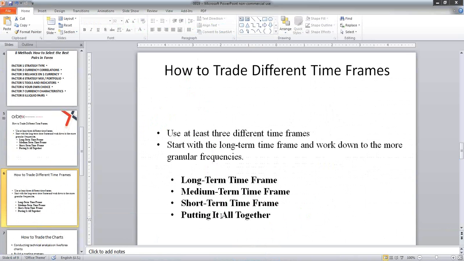A simple strategy for using multiple time frame analysis is the rule of 4. As you can see here, you first need to decide which time frame is your end goal, which time frame you want to place your trade on. As we said, today we're going to place it on the 4-hour chart, so that is number 1. And then basically zoom in. Generally the best policy is to start with the long-term time frame and work it down to the more granular frequencies.